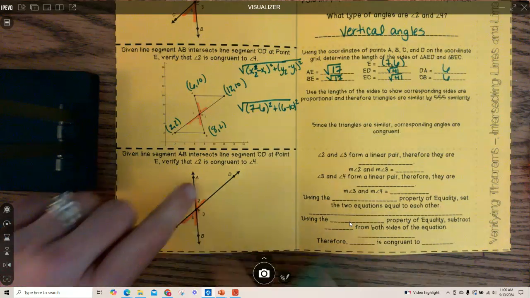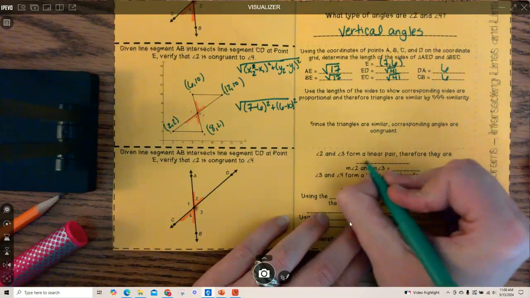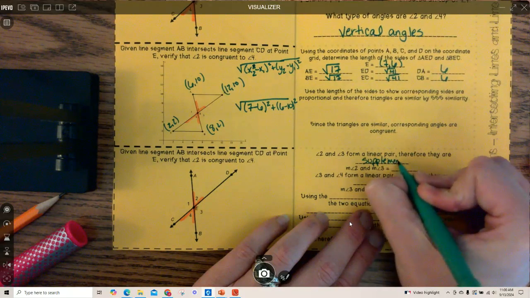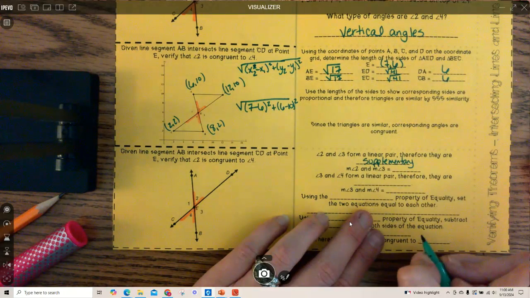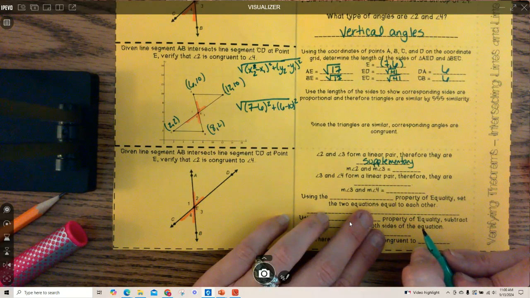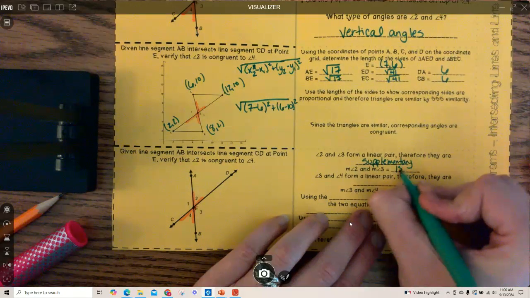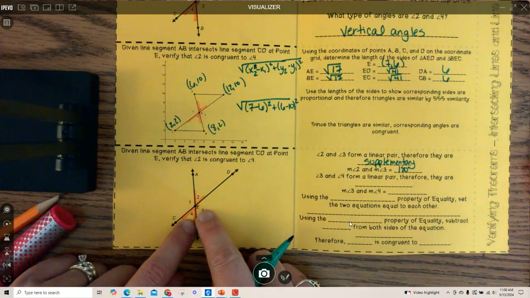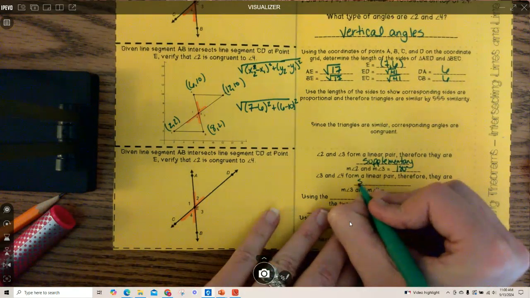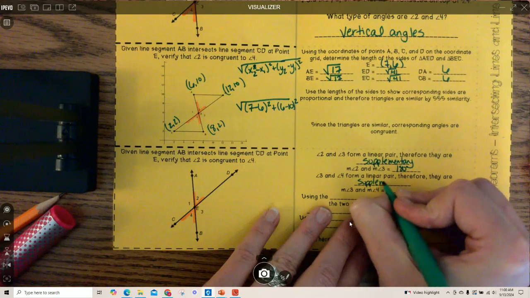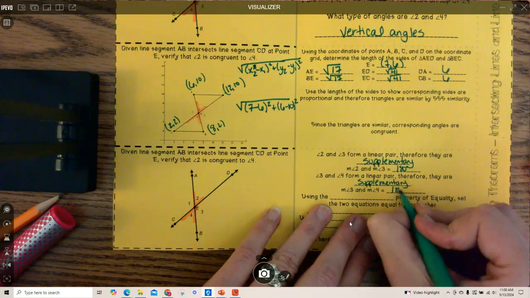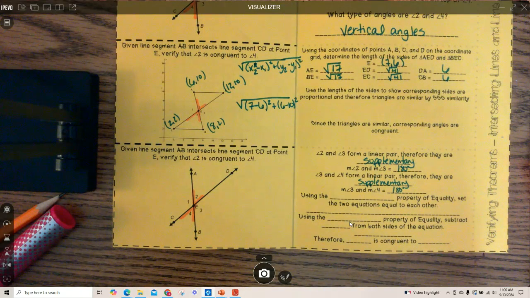So angle 2 and 3 form a linear pair, therefore they're supplementary. So the measure of angle 2 and the measure of angle 3 are going to equal 180 degrees together if we add them together. Angles 3 and 4 are a linear pair, therefore they are supplementary. Angle 3 and angle 4 together would add up to 180 degrees.